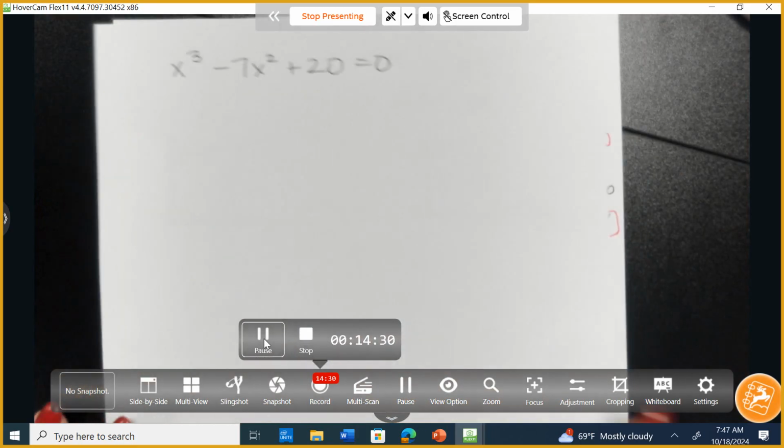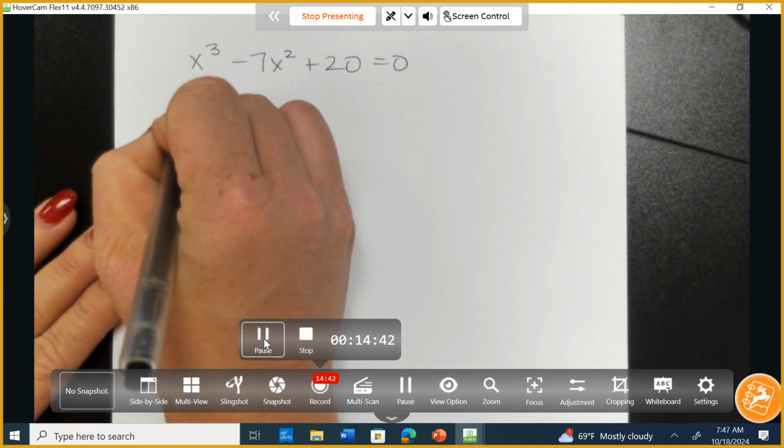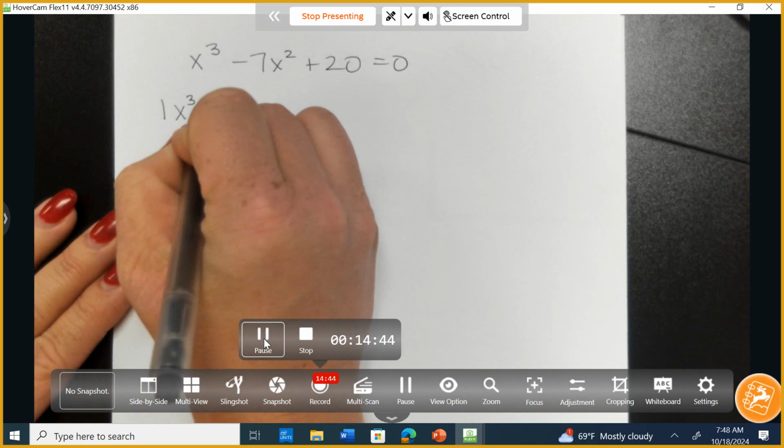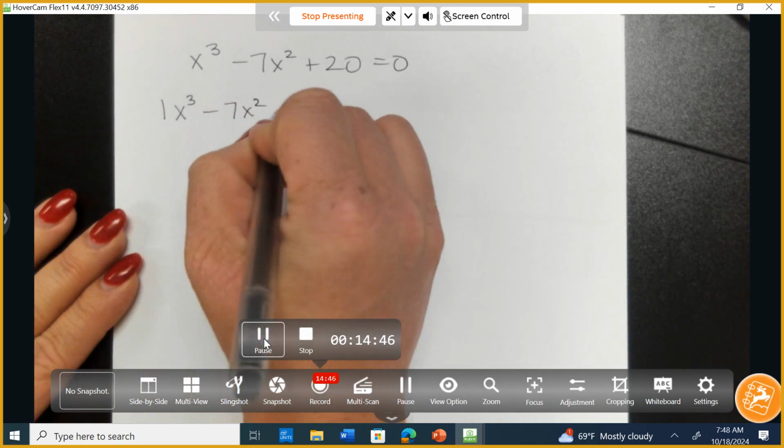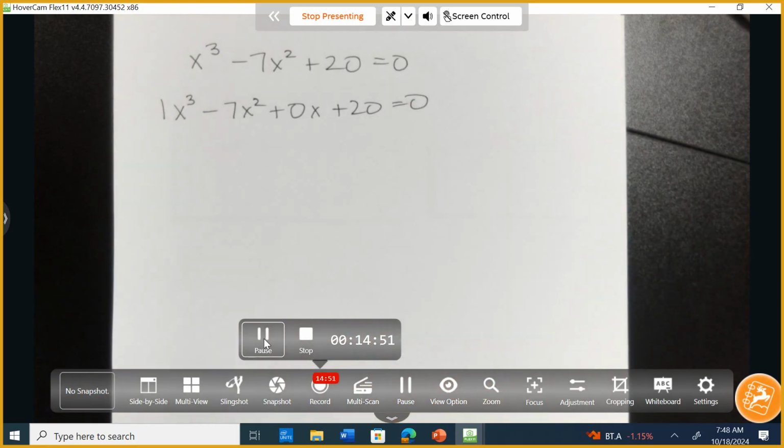Okay, we're going to increase difficulty. Here's your next example. So this is example number 4 on your paper. I think it's the 3rd one. We have something missing here. What is missing? We are missing an x. So I'm going to rewrite this. So there's 1x to the 3rd, subtract 7x squared, plus 0x plus 20 equals 0.